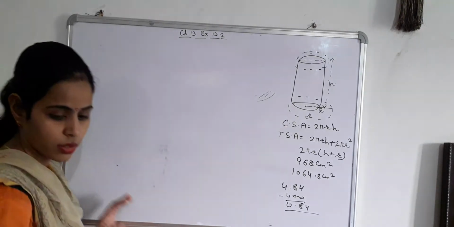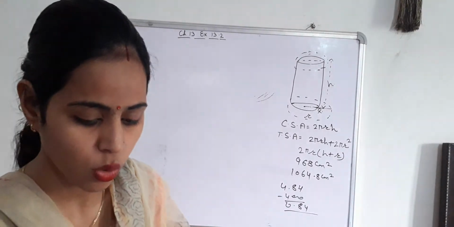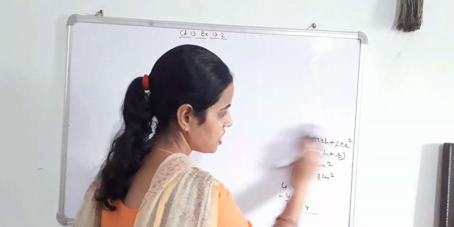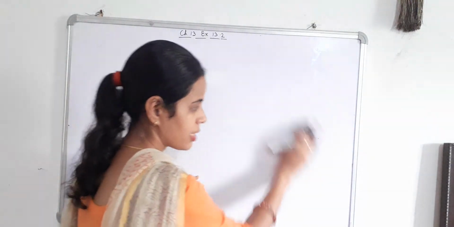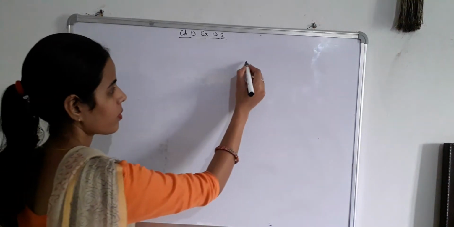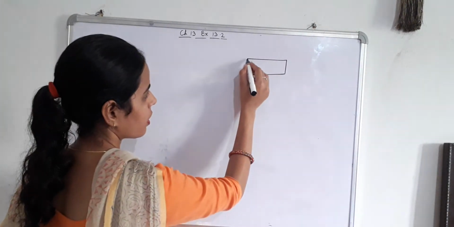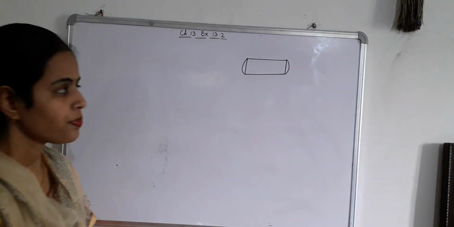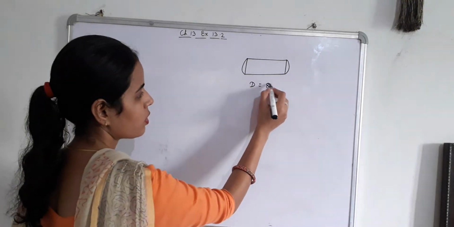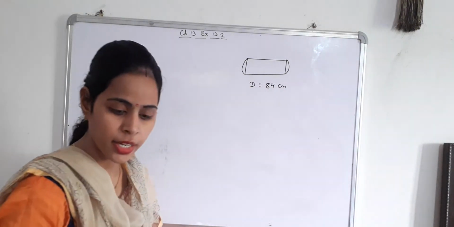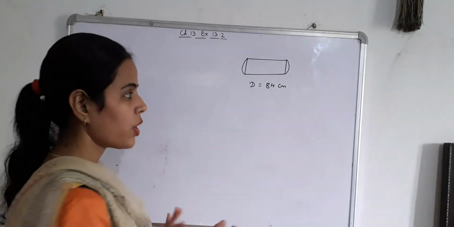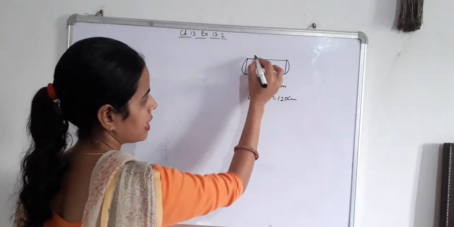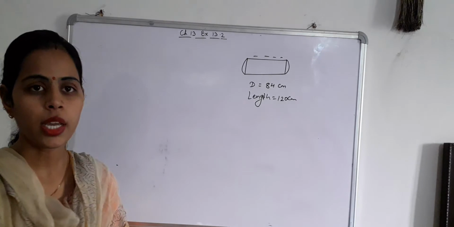A roller. May I also draw the figure of question number 4. A roller which is in the shape of a cylinder, having diameter equals 84 centimeter and its length is 120 centimeter. Its length, this length, equals 120 centimeter.